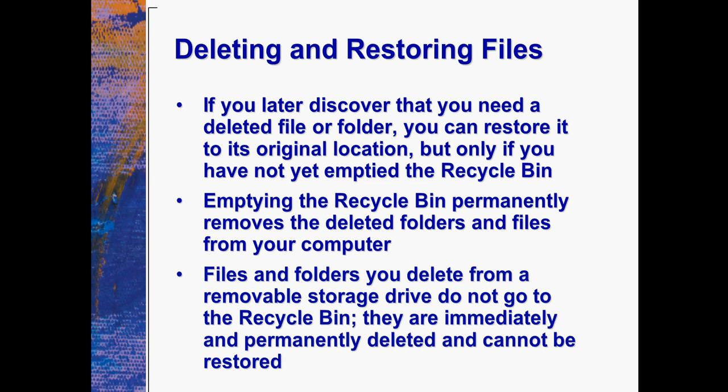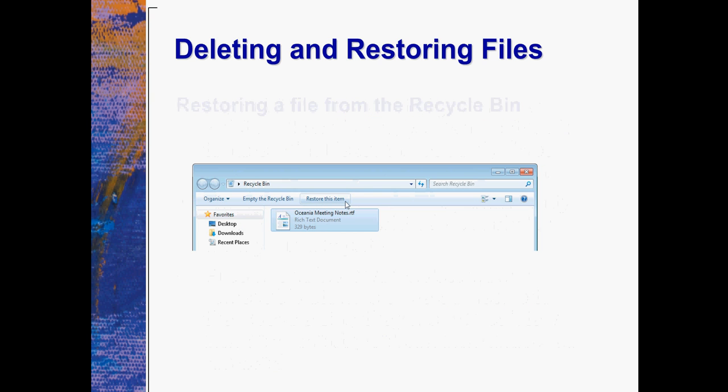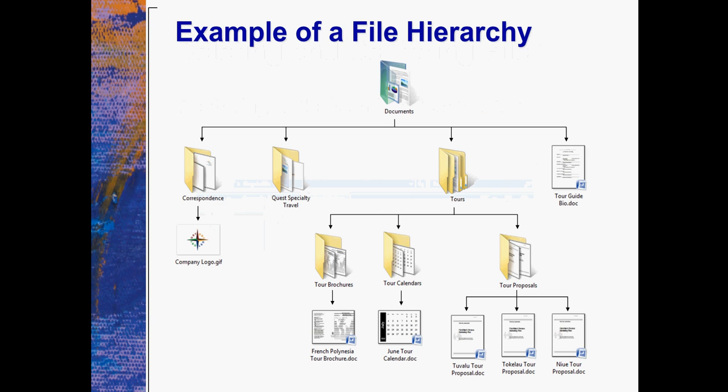Files and folders you delete from a removable storage device do not go to the recycle bin. They are immediately and permanently deleted and cannot be restored. To restore a file you have placed in the recycle bin, you simply go to the recycle bin, click on the file that you want to restore, and then click Restore.